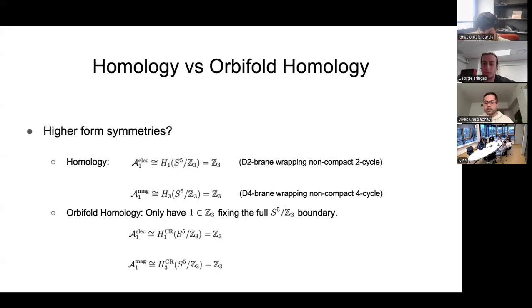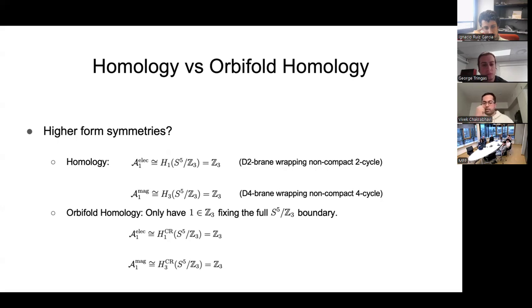And what does homology and orbifold homology have to say about the higher form symmetries? Let me repeat. The D2-brane is wrapping a non-compact 2-cycle, so this is taking values in H1 of the boundary space, and it's giving me a Z3 group. I'm labeling this by A1 electric because the object that's charged is actually the Wilson line. And the dual D4-brane wrapping a non-compact 4-cycle is taking values in H3. It's, again, the group Z3, and the charged object is the 2-line.